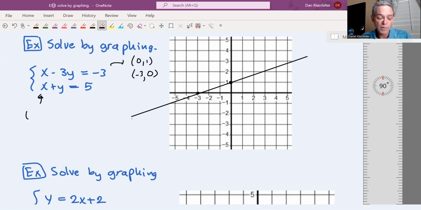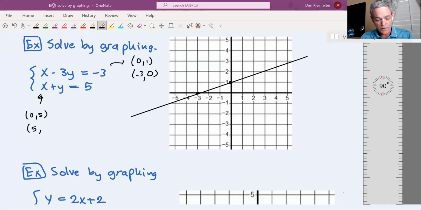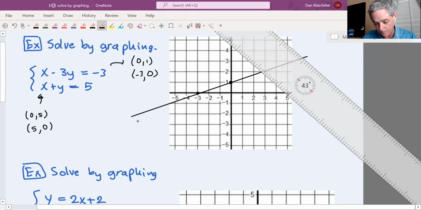For the second one, when... okay, sorry about that. Zoom crashed on me again. So for the second equation, x plus y equals 5. When x is 0, y is 5. And when x is 5, y is 0. So this will give us our two intercepts, (0, 5) and (5, 0).